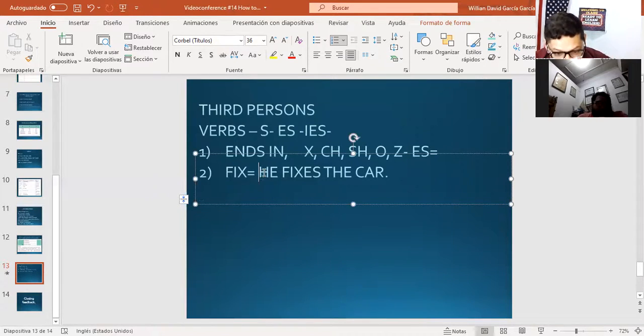¿Cómo? O sea, he es el sujeto. Sí. Y acuérdense que esta regla equivale a he, she, and it, right? Solo estos tres, es único. Ok, pero, o sea, mi pregunta es, comparando en el español, ¿no?